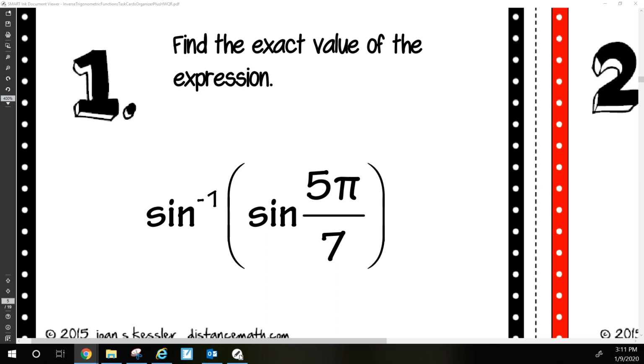Hello, pre-calculus. Here are your composite inverse trigonometric function task cards from January 9th. This first one here, we want sine inverse of sine of 5 pi over 7.